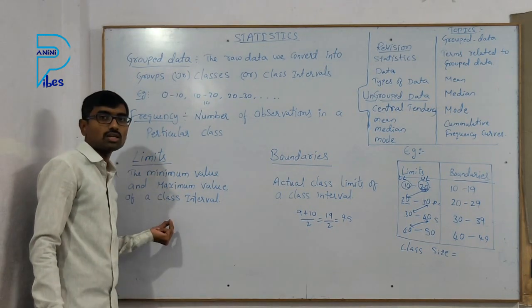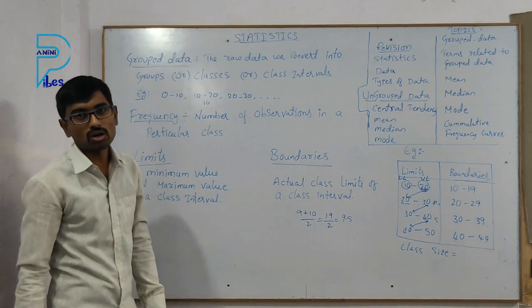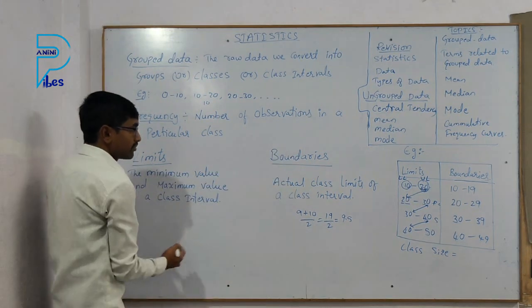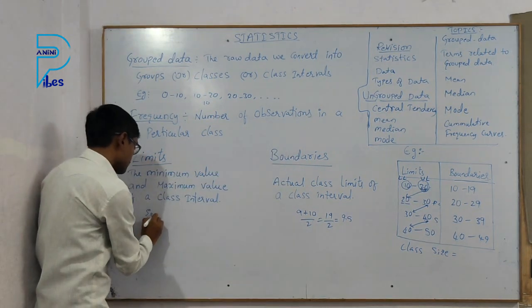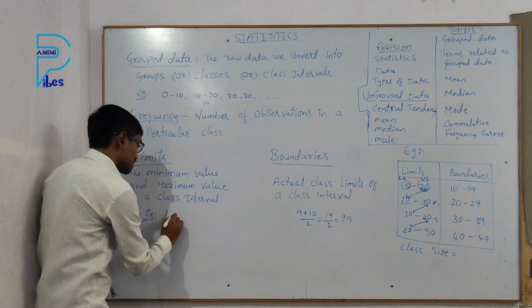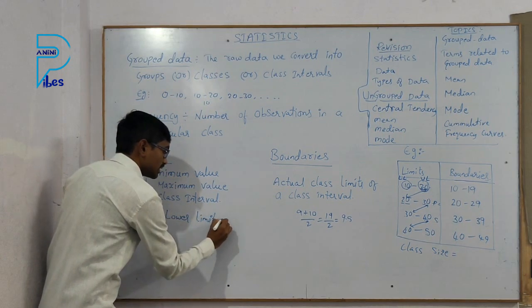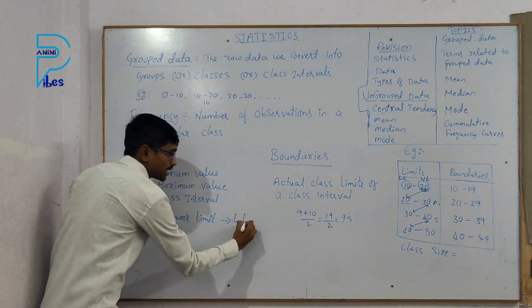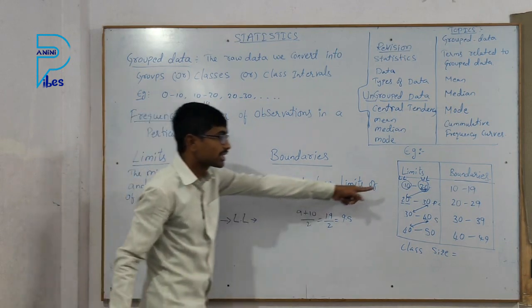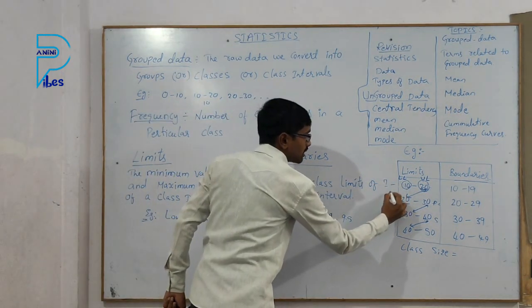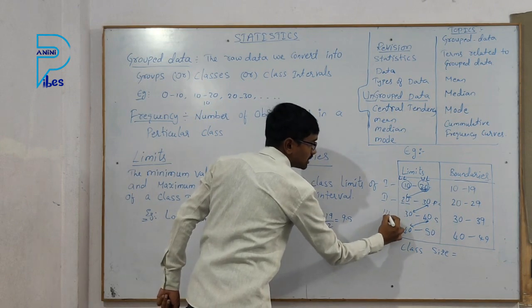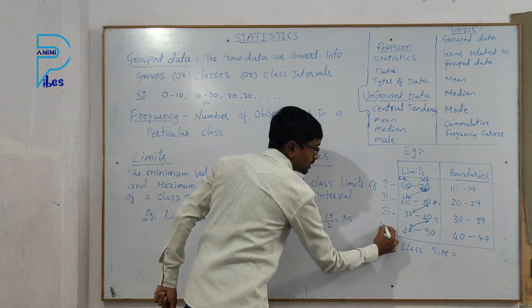Okay, so minimum value is called the lower limit and maximum value is called the upper limit. So from there we can write an example as lower limit, that is L, from the first class interval. This is the first class interval and this is the second class interval, this is the third, this is the fourth class interval.